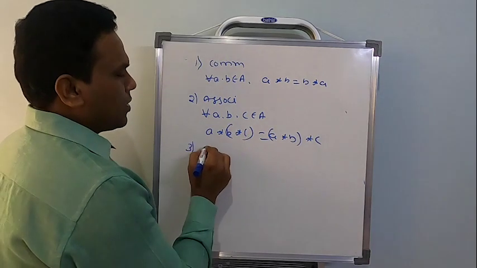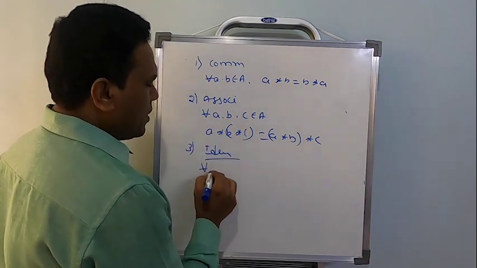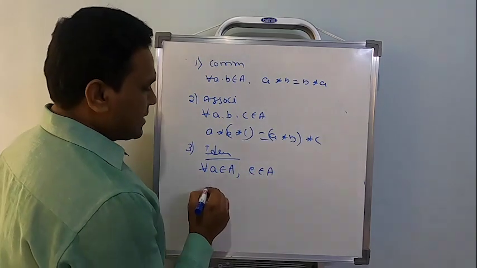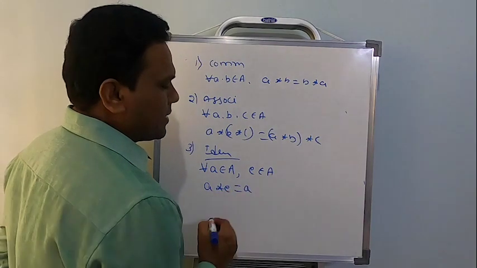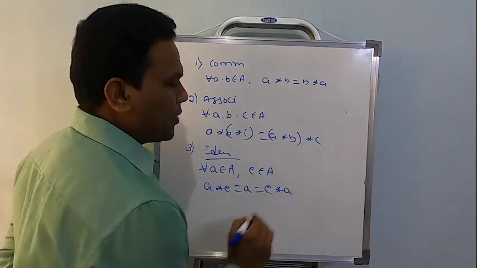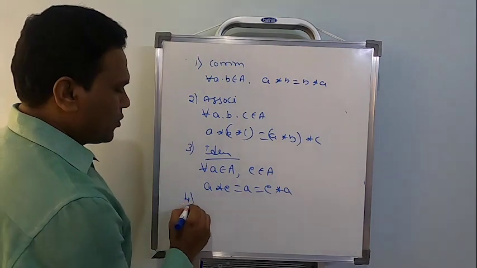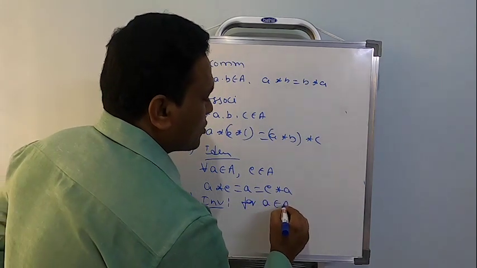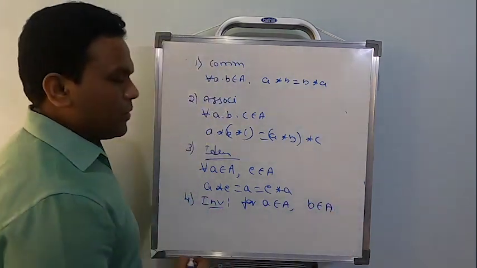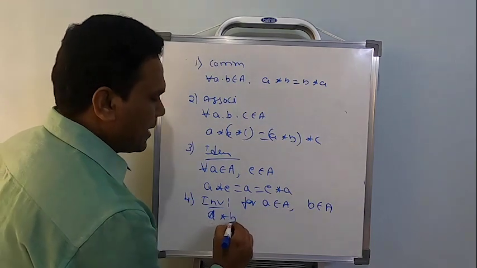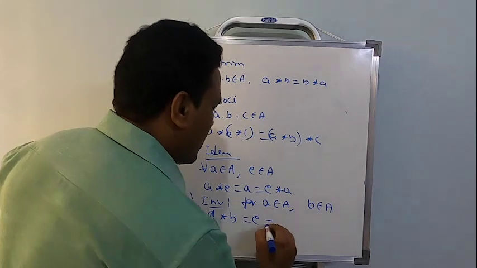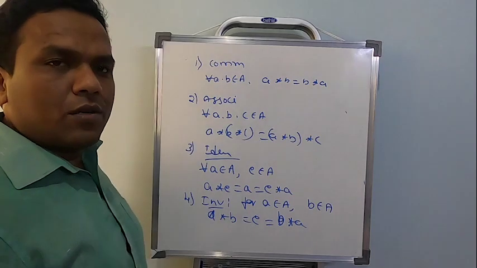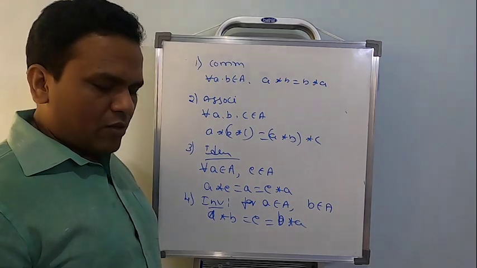And the next one is called identity. For every element A belongs to the set, there exists an element E belongs to the set, such that whenever I do A star E, the resultant element should be A. This should be the same when I do E star A also. Then the fourth one we call the inverse property. For an element A belongs to the set, there exists an element B belongs to the set, such that whenever I operate A star B, the resultant element should be E, and this should be equal to B star A. So these are the 4 laws of binary operation on which we will solve the problems.